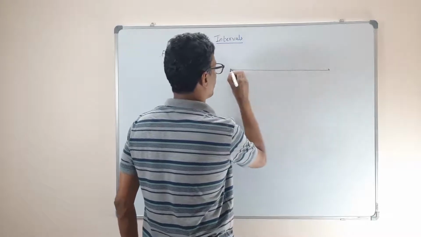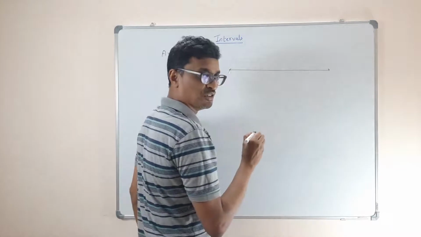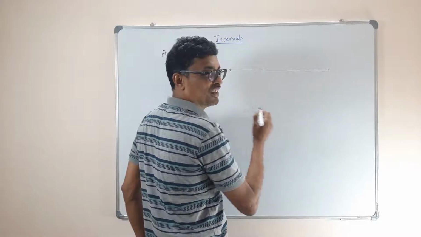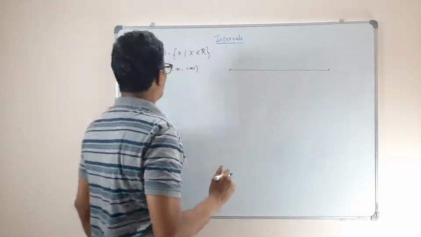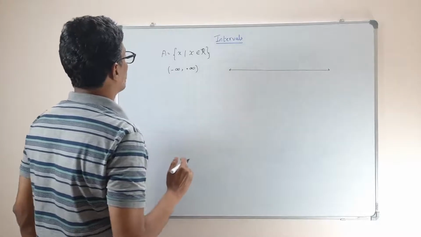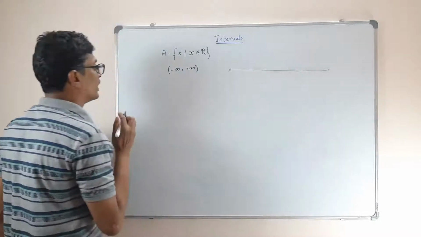Can there be any dot or circle? No. Okay, so just two arrows only, because it takes the entire number line. Okay. Now tell me, suppose I want to know, okay, let me write another one.